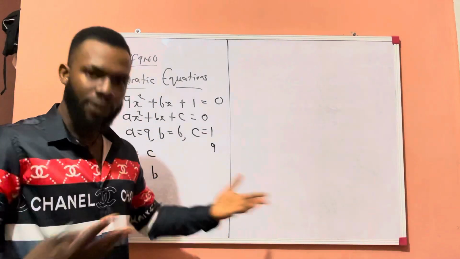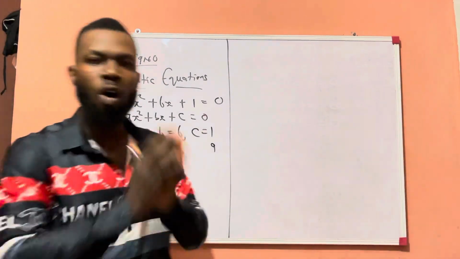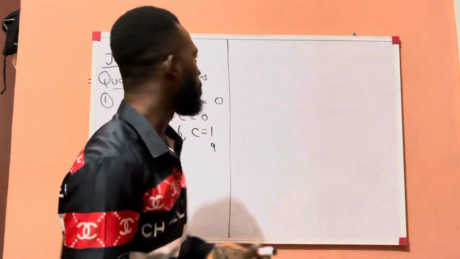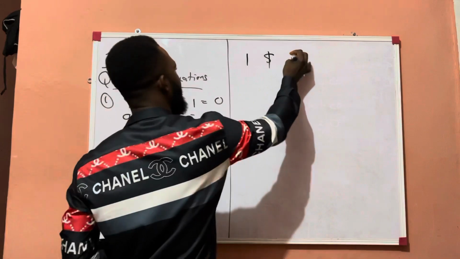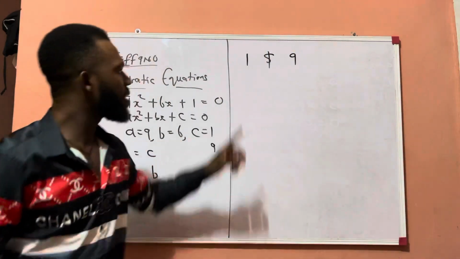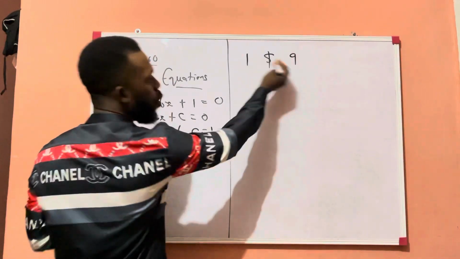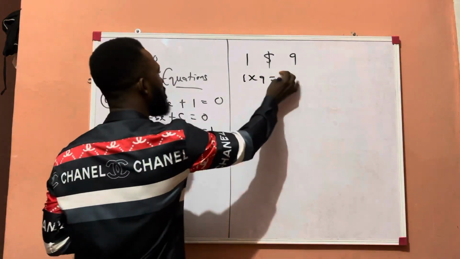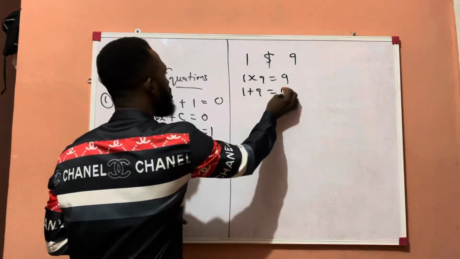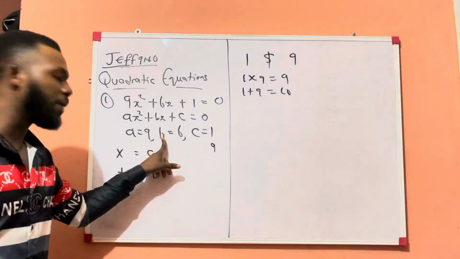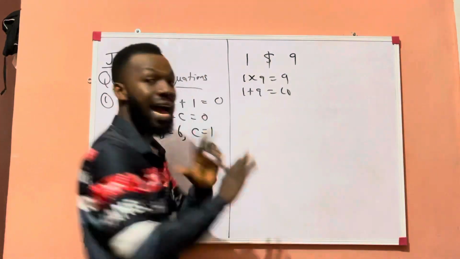The factors of 9. Now, if we want to look for the factors of 9, I think the first factor of 9 is 1. Now, let us go. If I have 1, it means how many times will 1 go into 9? 9 times. So it means I have 1 and 9. If we multiply 1 and 9, 1 times 9, it will give us 9. But if we add 1 plus 9, it will give us 10, which is not our b, because the value of our b is 6. So what does that mean? It means these 2 numbers are wrong.